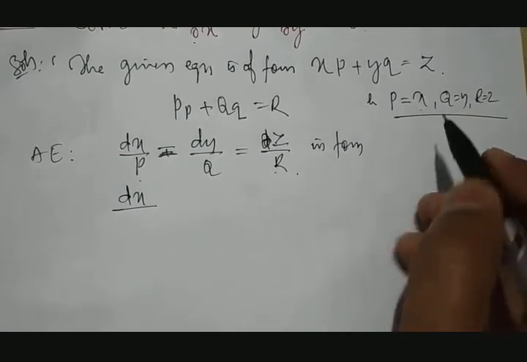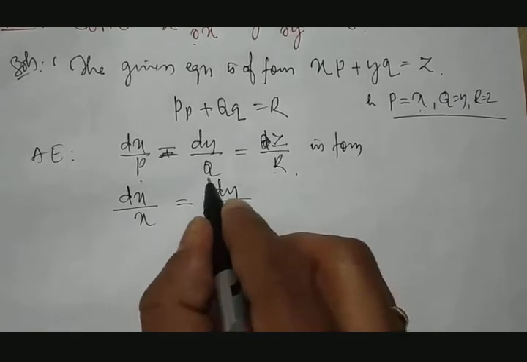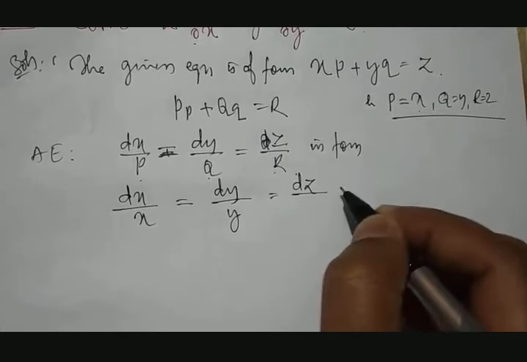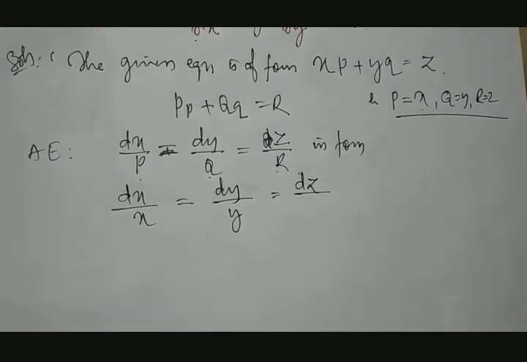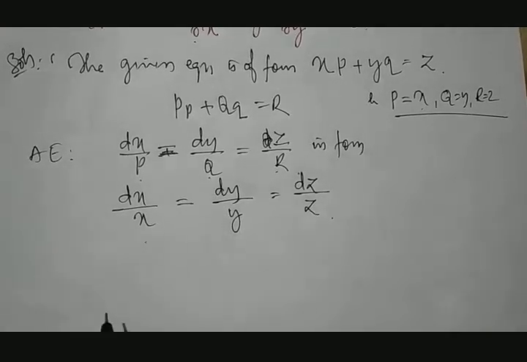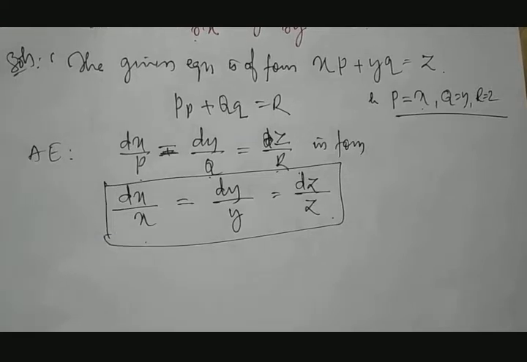But what is p? X is equal to dy divided by q. What is q? Y is equal to dz divided by r. What is r? Z. Okay. So this relation we got. By using this relation, we are going to get a solution.